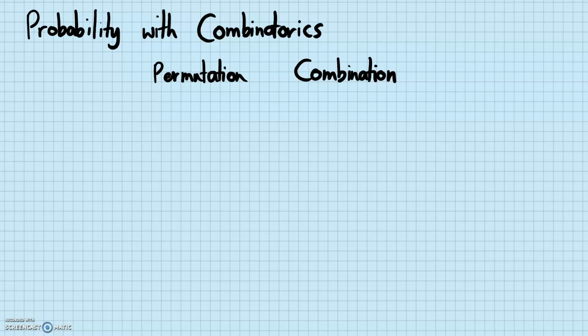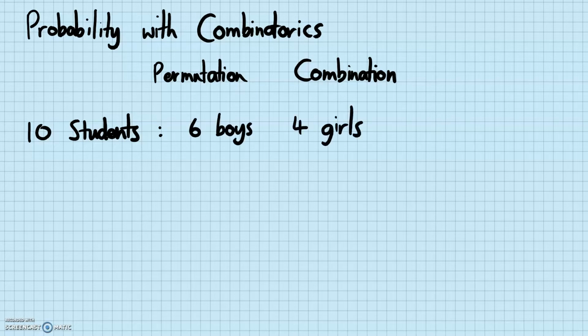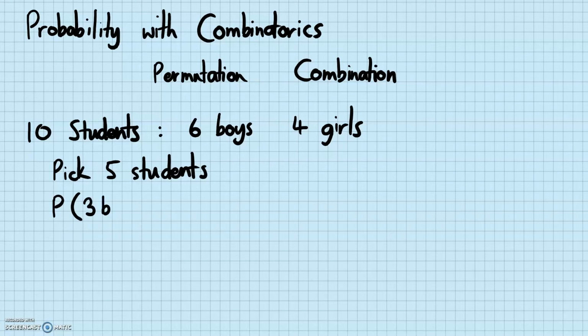So in a classroom of 10 students, there are 6 boys and 4 girls. Now I want to pick 5 students randomly. What would the probability be of me picking 3 boys and 2 girls? 3 boys and 2 girls.